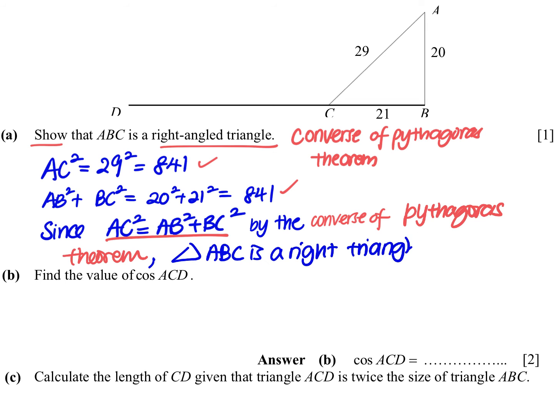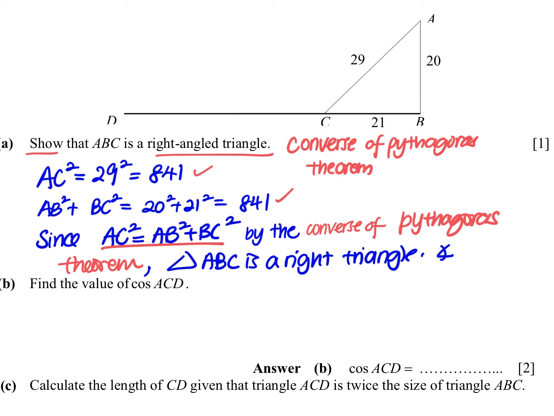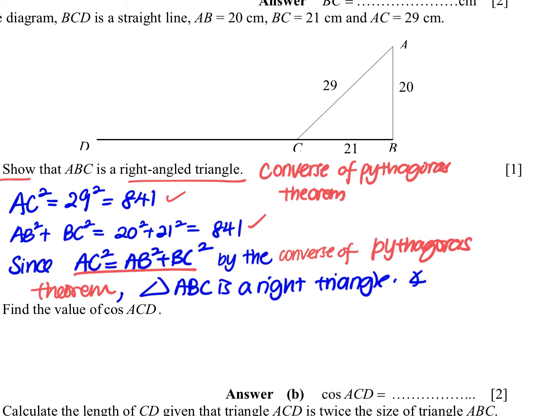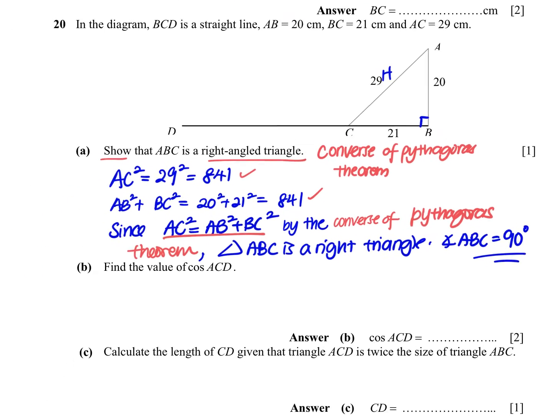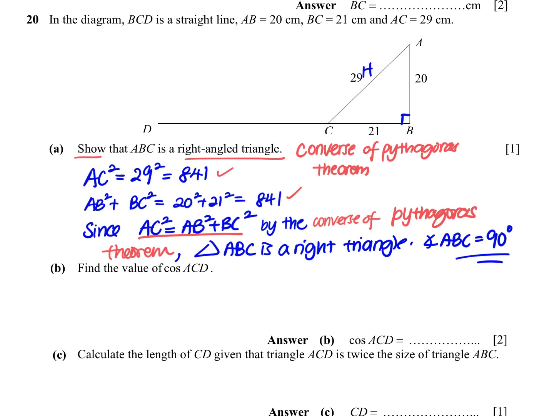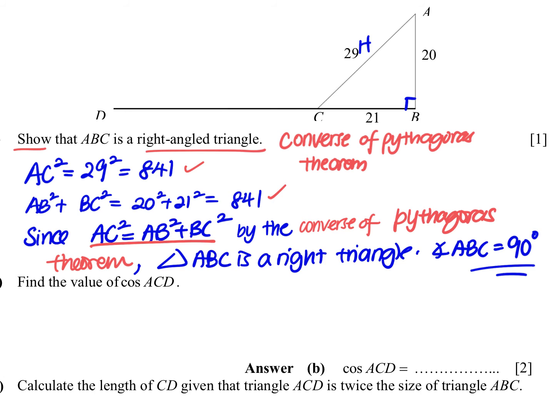Where is the 90 degree angle? This is the 29, the hypotenuse, right? So here must be the 90 degrees. Angle ABC is 90 degrees. Okay? I write 50 over 9 for this. Yeah. Accurate.